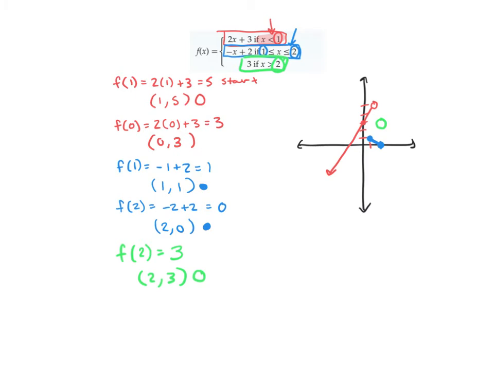Now what else can we plug in? Wait, no. We're talking about values that are greater than 2. So what's a number greater than 2? 3. What do we get when we plug in 3? 3. So what's our point? 3, 3. And since we're talking about everything that's greater than 2, our arrow goes right. So we put a point at 3, 3, and then connect our 2 dots and just go to the right.